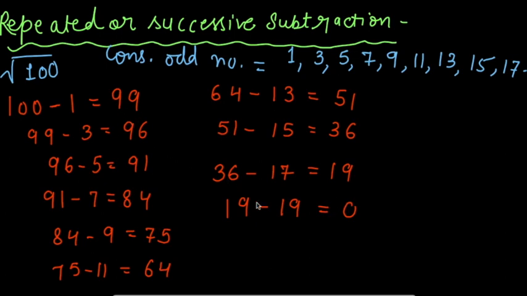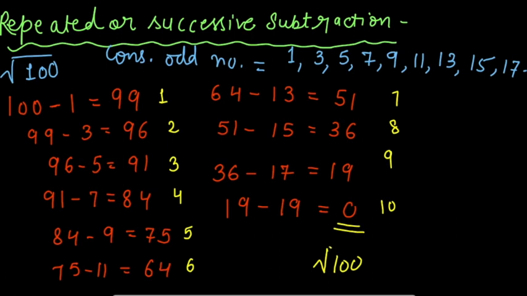Okay, so we have to keep subtracting the consecutive odd numbers till the time we get a 0. Now how do we calculate the square root? We have to see in how many steps we are getting 0. So let's count the number of steps. First step, second step, third step, fourth step, fifth step, sixth step, and then we have 7, 8, 9 and 10. So in 10 steps I got 0 when I subtracted consecutive odd numbers. So therefore the square root of 100 becomes 10.